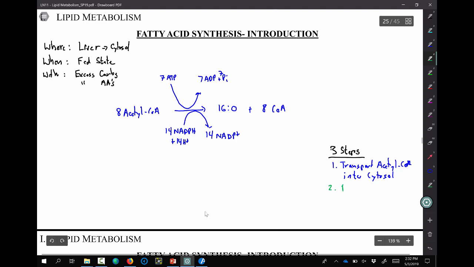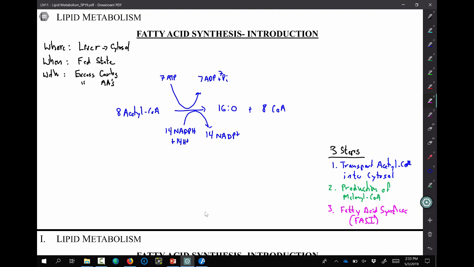The next part of this is what we call step 2. This is going to be production of acetyl-CoA. I'm sorry, not acetyl-CoA, malonyl-CoA. And then finally our last step is going to be catalyzed by this huge enzyme called fatty acid synthase. And that's what we'll talk about on Monday. It goes by the abbreviation FAS1. There is an FAS2. We'll only talk about FAS1.